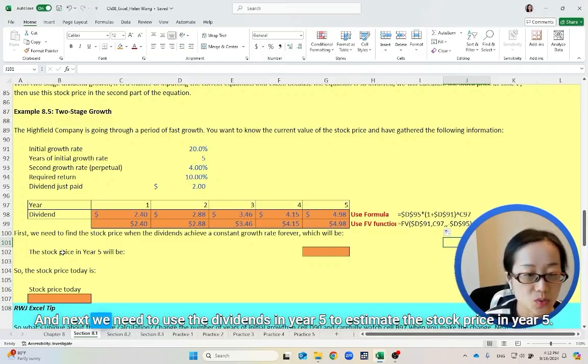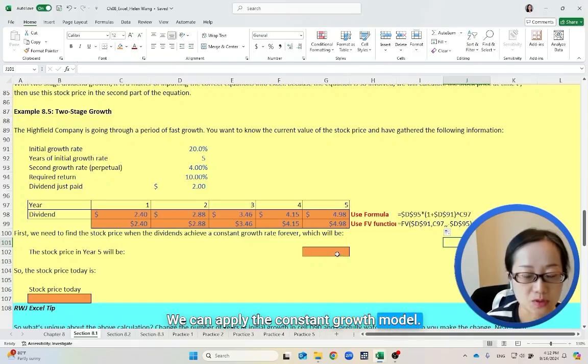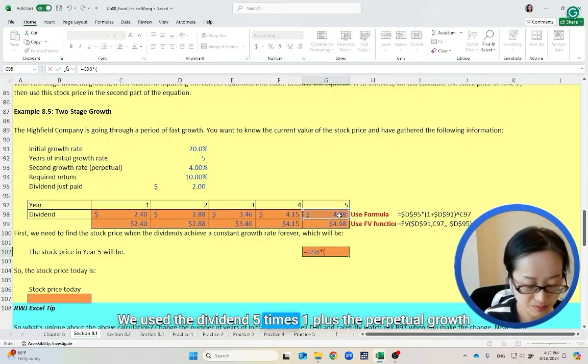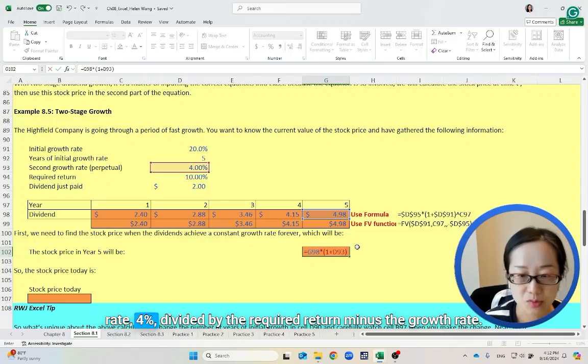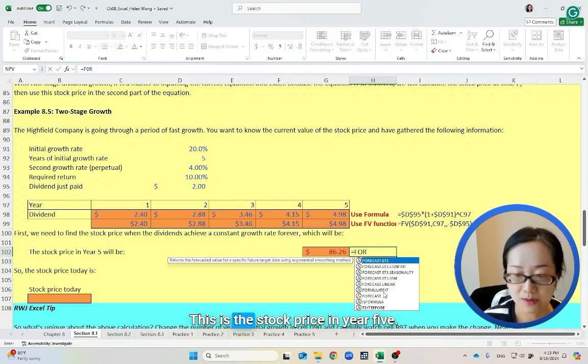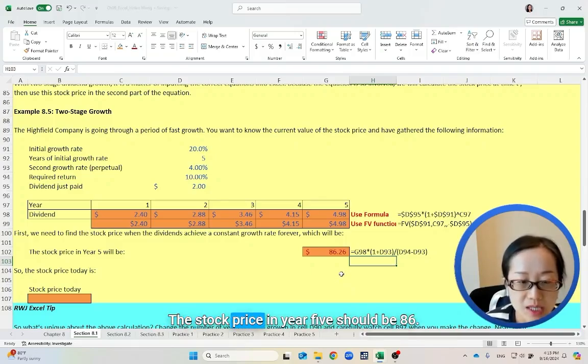And next, we need to use the dividend in year 5 to estimate the stock price in year 5. Since beyond year 5 we have a constant growth rate, 4%, we can apply the constant growth model. We use dividend 5 times 1 plus the perpetual growth rate, 4%, divided by the required return minus the growth rate. This is the stock price in year 5. We apply the constant growth model. The stock price in year 5 should be 86.26.